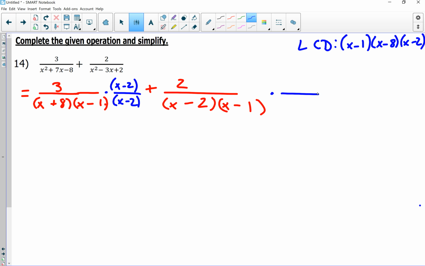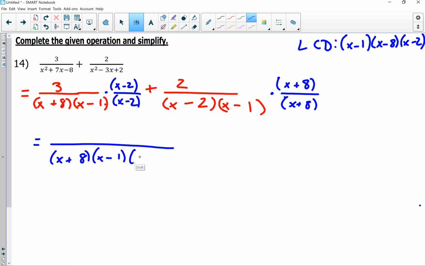Then on the second fraction, I'm missing x plus 8. So we want to do the same thing, x plus 8 on the top, x plus 8 on the bottom. And now we need to figure out what these numerators actually are. The denominators we know, right? It's going to be those same 3 factors, what we identified as our least common denominator. And here the ordering doesn't really matter, right? They're all 3 multiplying, so as long as we have the same 3 things multiplying, they're the same.